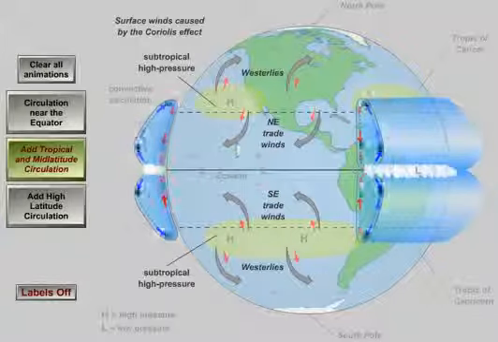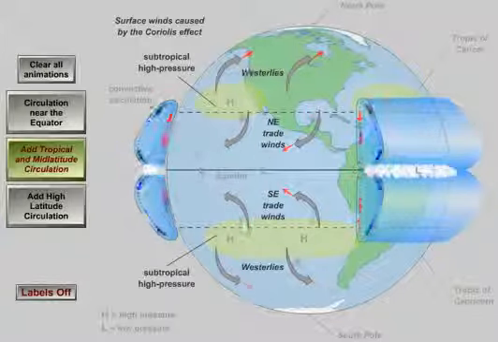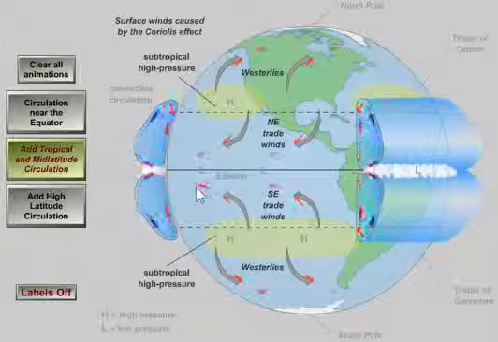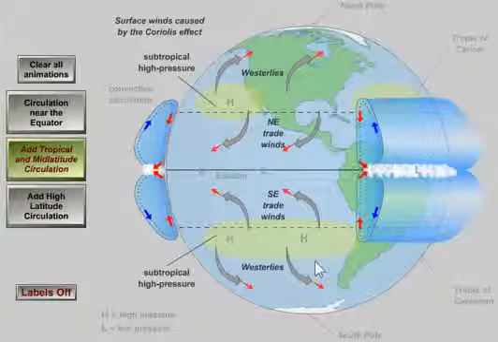Now these winds curve, and the way they do is because of the Coriolis effect. The winds curve to the right of their path, north of the equator. They curve to the left of their path, south of the equator, and they end up flowing from east to west or from west to east.